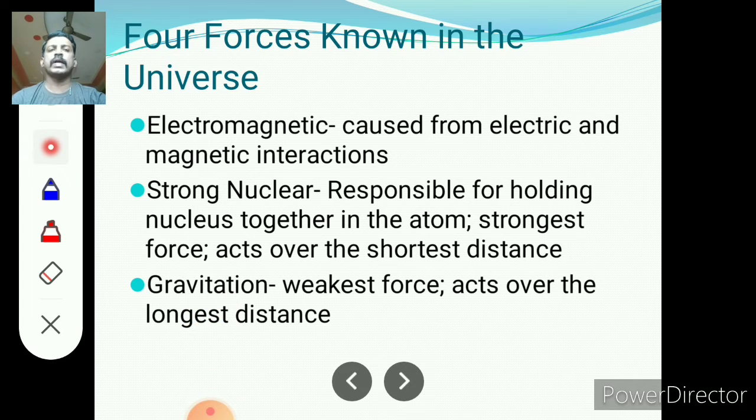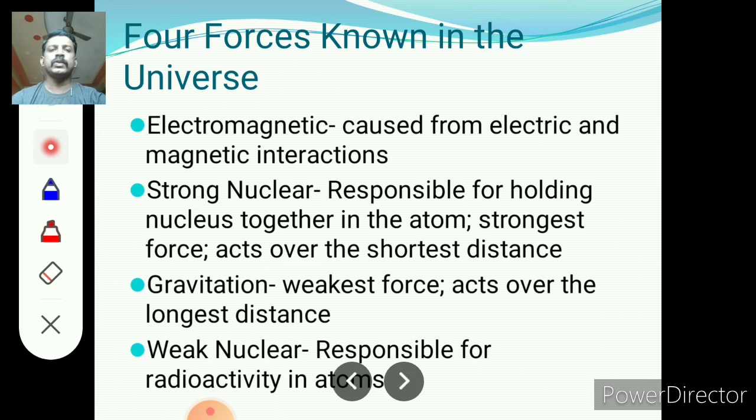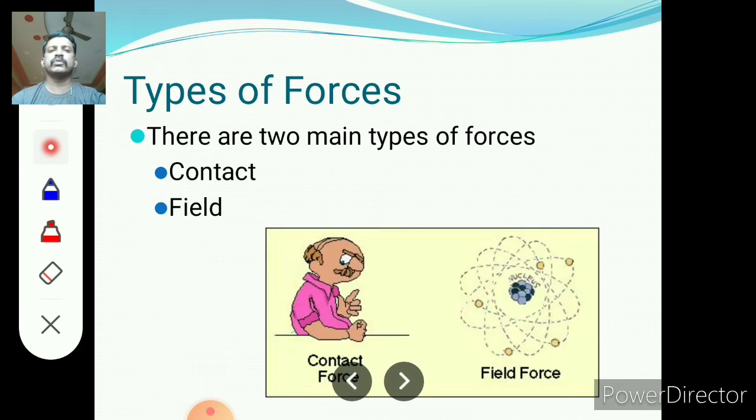Gravitation is the weakest force and acts over the longest distance. Weak nuclear force is responsible for radioactive atoms. From radioactive atoms, the alpha, beta and gamma rays are coming out. So this is the weak nuclear force. These are the four main forces in the universe.